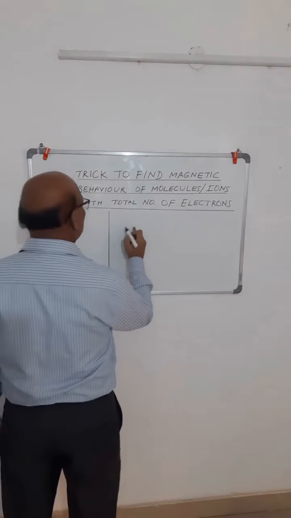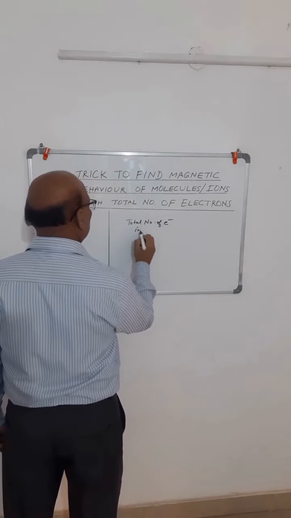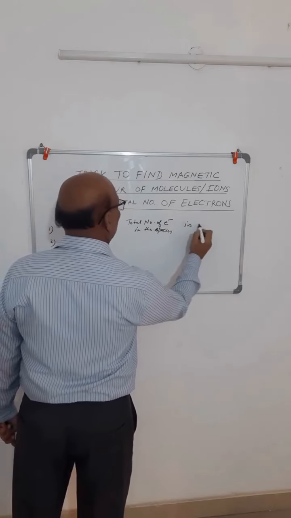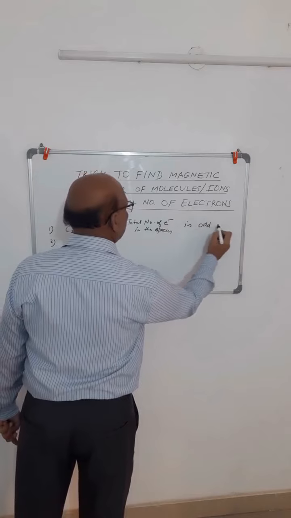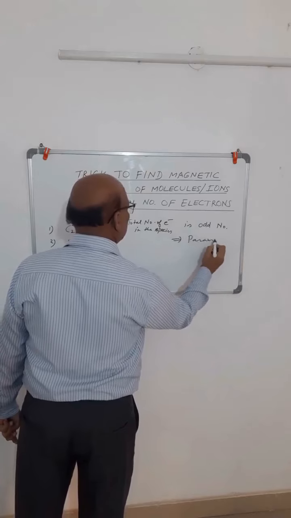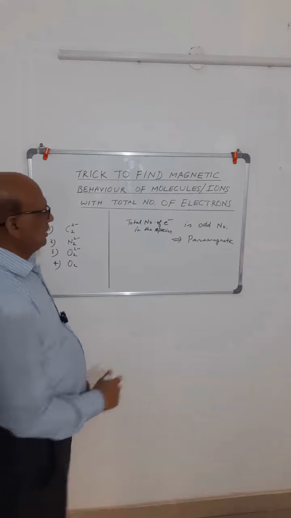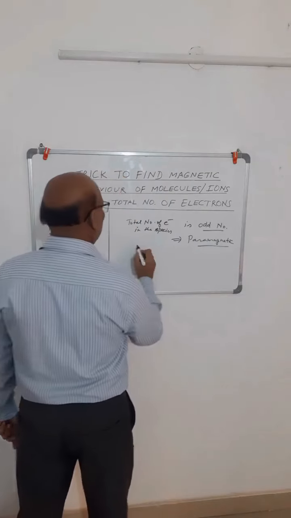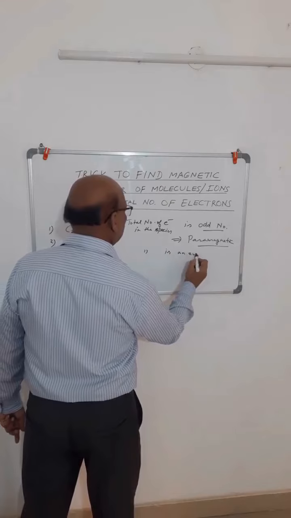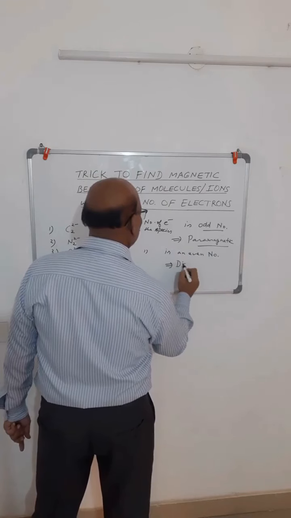Okay, so the trick is, if the total number of electrons in the given species is an odd number, okay, then it is paramagnetic. So whenever the total number of electrons in the given species is an odd number then it is paramagnetic, and when the total number of electrons is an even number, okay, then it is diamagnetic.